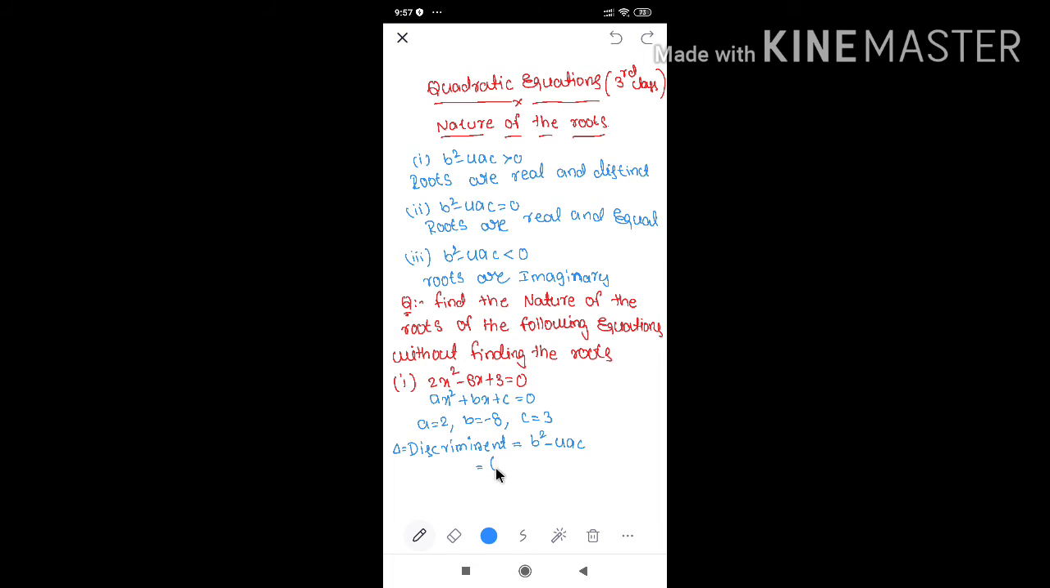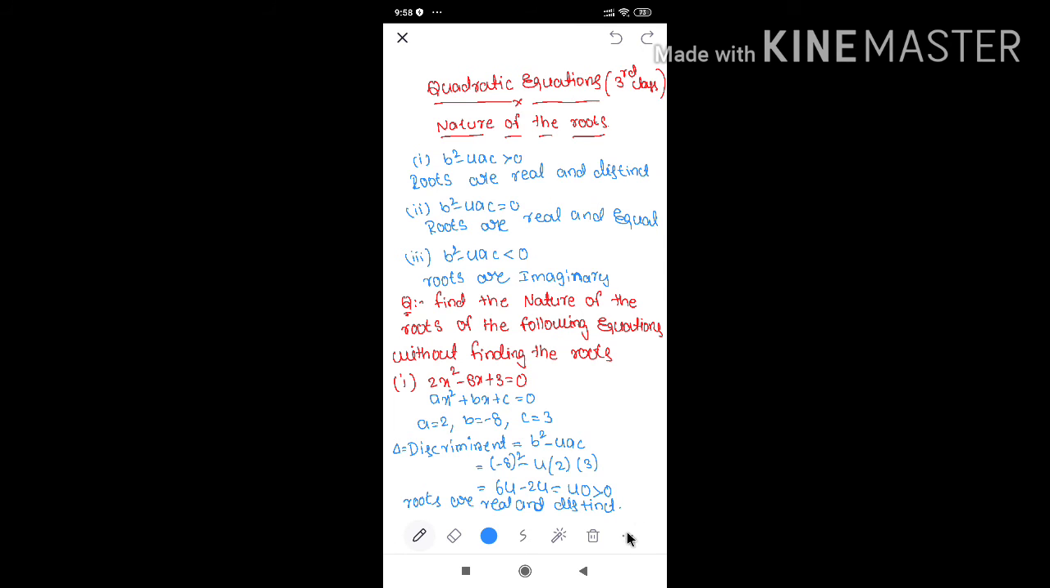B value −8, so I am writing (−8)² − 4 × 2 × 3. This equals 64 − 24, since 4 twos are 8 and 8 threes are 24. That gives 40, which is greater than 0. By the condition, discriminant greater than 0, we can write roots are real and distinct. Our conclusion is that only. Therefore, roots are real and distinct. That's it.